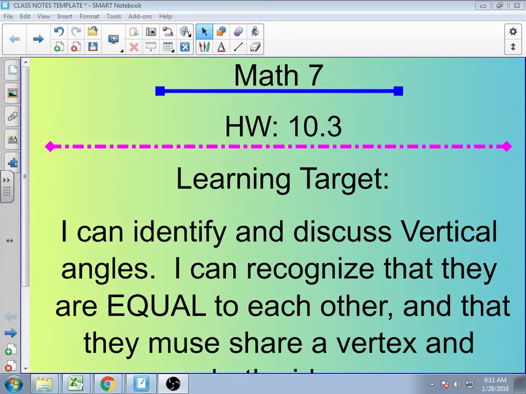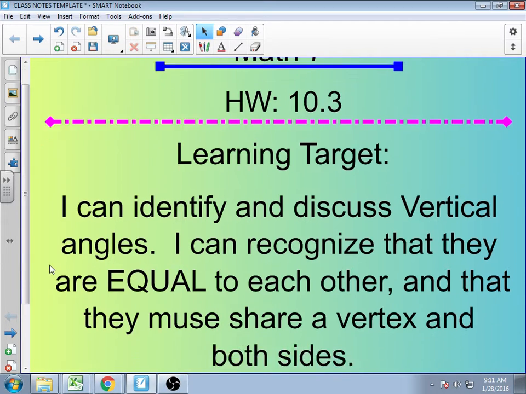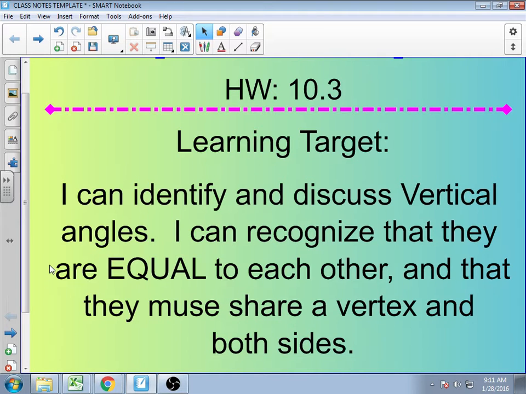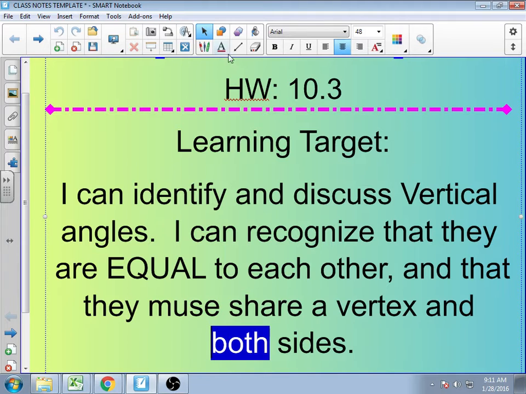Learning target, and it's kind of big, so I'm going to have to scroll down so you can see the whole thing. I can identify and discuss vertical angles. I can recognize that they are equal to each other, like their angle measure is equal, and they must share a vertex and both sides.